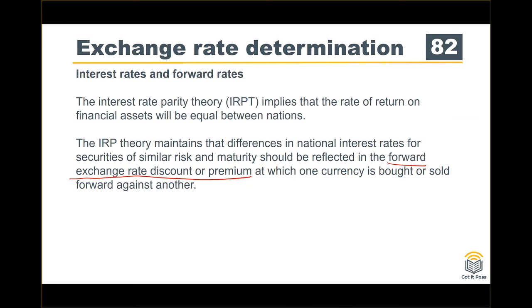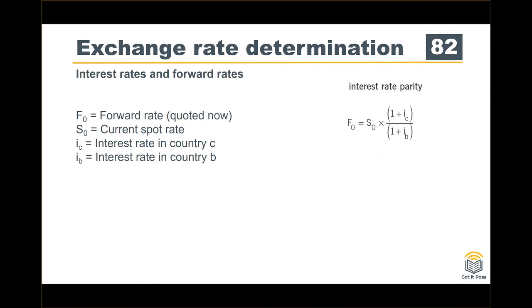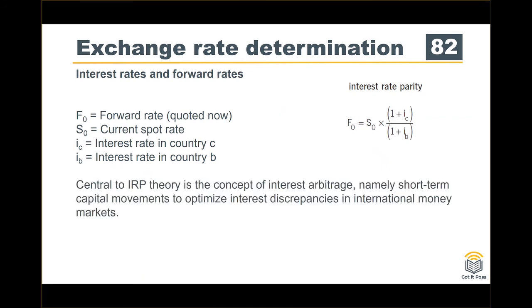So here is the formula. It's also shown in the formula sheet. It's different. It's not S0 or S1. It's F0. It means the forward rate quoted now. You go to the bank and ask for the forward rate, for example, 6 months of a particular currency. They will use this formula to quote you the price. So as known, the current spot rate, the interest rate in country C and the interest rate in country B.